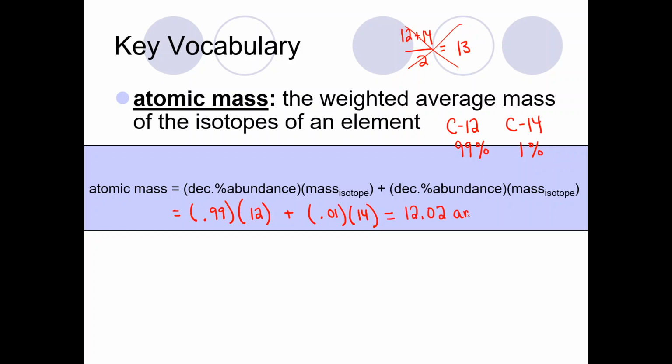12.02 AMU. And if you go look at your periodic table, you're going to see carbon's average atomic mass, I think it's 12.01, so this is probably like 99.5% or something. But we're pretty close, okay? So the number on the periodic table, you guys, is a weighted average. It is not just a straight up average. It is a weighted average of all of the different isotopes that exist, okay?